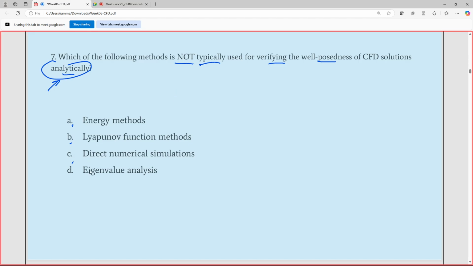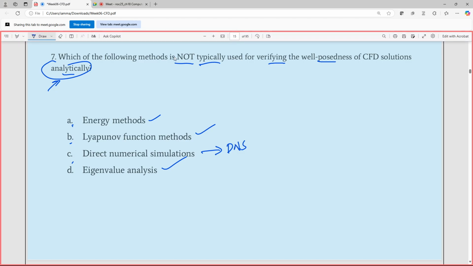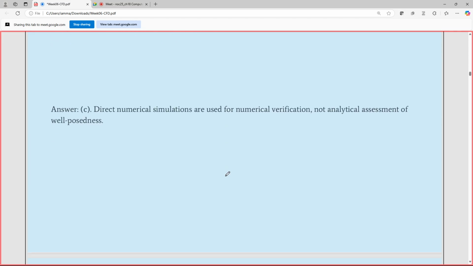From the options, energy methods are analytical methods, Lyapunov function methods are analytical methods, and eigenvalue analysis is also an analytical method. Whereas direct numerical simulation, that is DNS, is a numerical method. So the question is on what is not typically used for analytical solution. This is done for numerical verification, not for the analytical assessment. So our answer is option C.